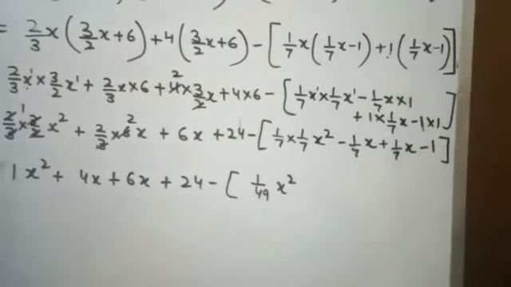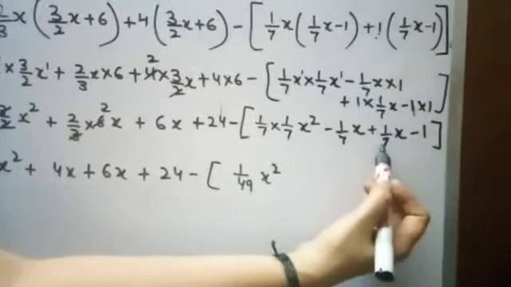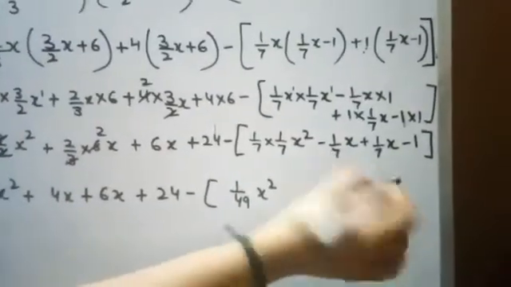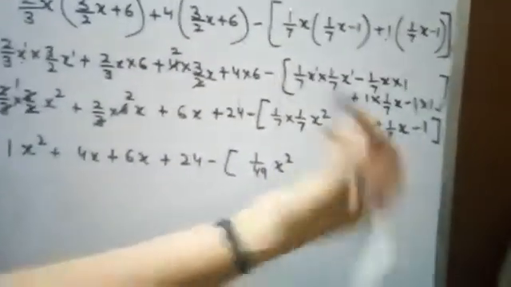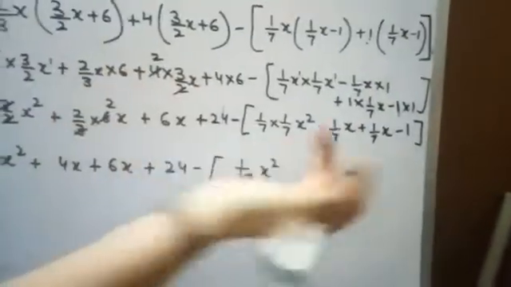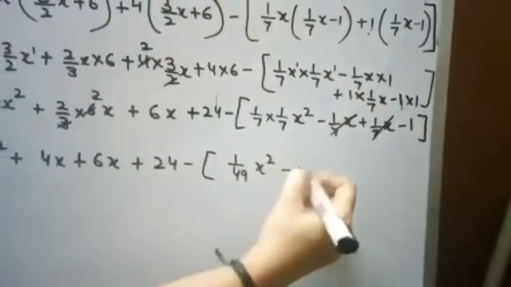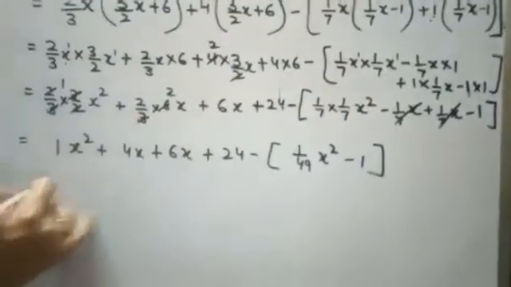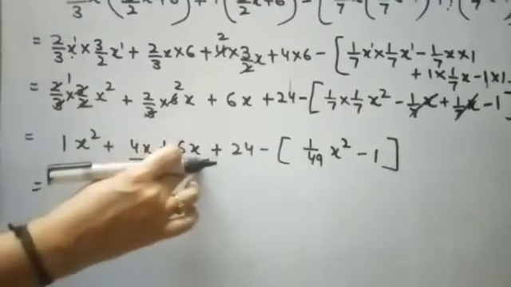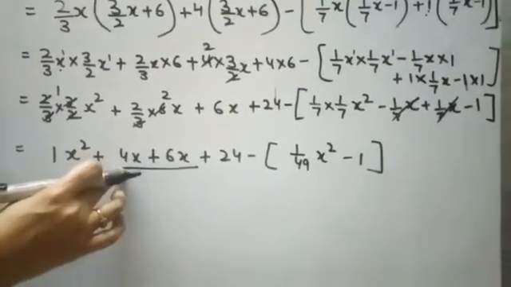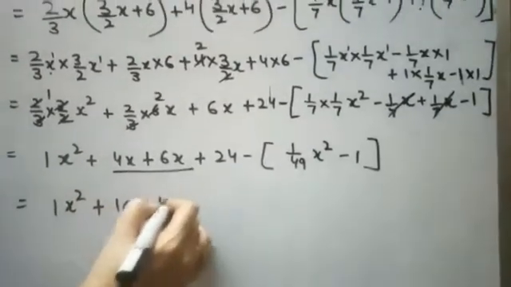Now these are like terms because their variable parts are same. Look at the constant part. Minus 1 by 7 plus 1 by 7. The numbers are same, but one is positive and other is negative. So 1 by 7 minus 1 by 7 will become 0. Either you can write 0x, or you can cancel it off, and minus 1 is left. Now here again there are two like terms, 4x plus 6x. The variable part is same, so we are going to add the constant part, 4 plus 6. Both are positive, it will become 10x plus 24.